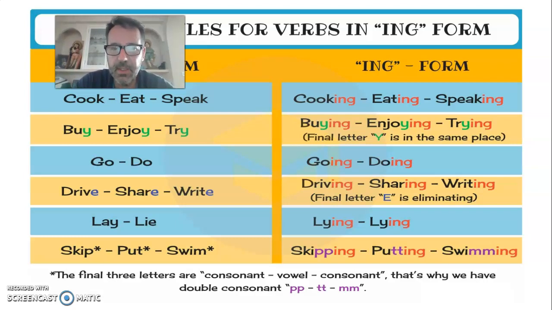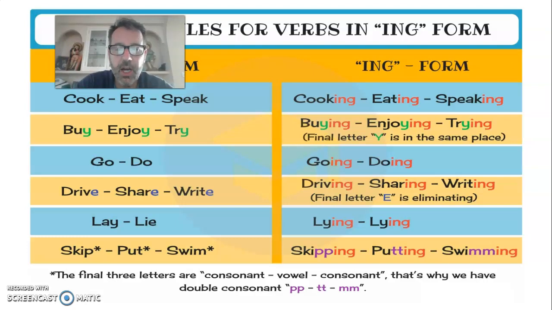Speaking. Buying. Here we don't transform the Y at the end. Buying, enjoying, trying, as we see here. Flying, we use it a lot. Right now we go to go and do. Going, doing. I'm not pronouncing anything else. I'm not pronouncing a double O or two I's, nothing like that. Going, so that's why we did it that way.